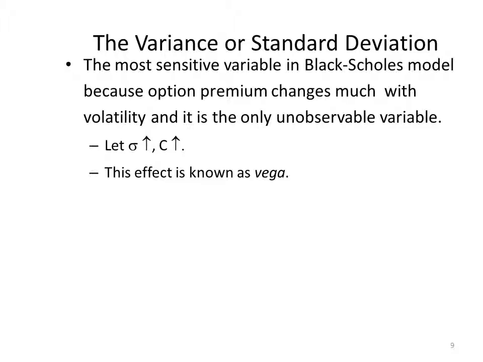The variance, or standard deviation, is the most sensitive variable in the Black-Scholes model. The option premium changes considerably with respect to volatility. Furthermore, this is the only unobservable variable. When the underlying securities volatility, or standard deviation, increases, we know that the call premium is expected to similarly increase. This effect, again, is known as vega.